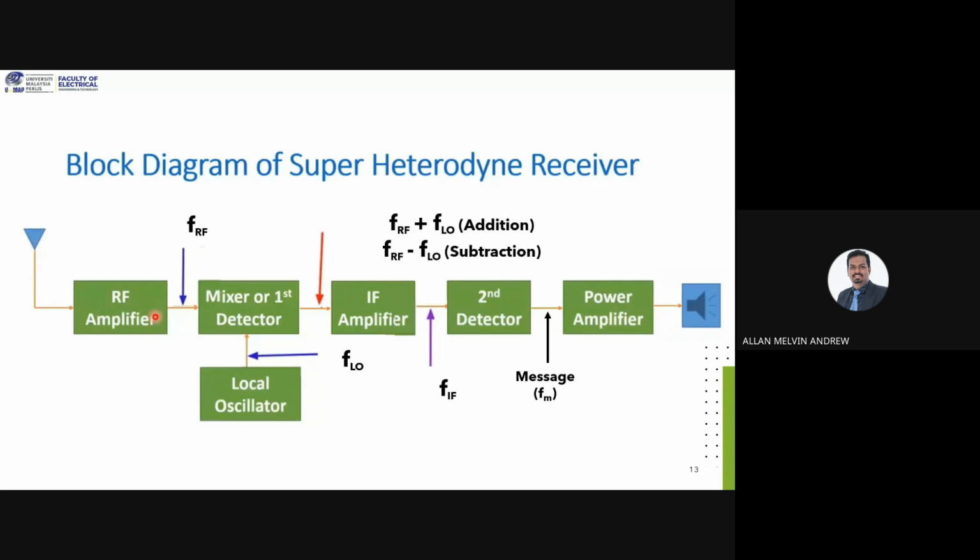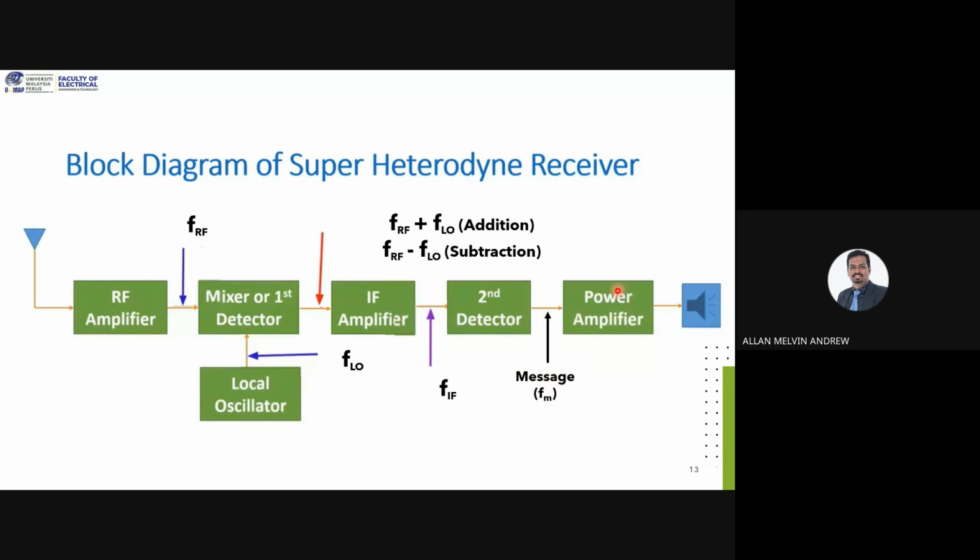Then you'll have an RF amplifier, so it will generate an FRF. Then you'll have a local oscillator to generate FLO, so it will be mixed together. The output of this will generate this, and it will be passed to the IF amplifier to generate this FIF. It will be sent to the second detector, so the output of the second detector is the message FM.